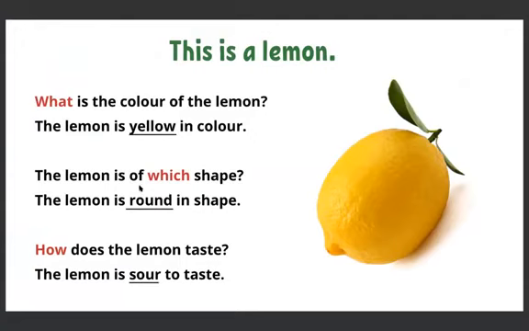Yellow. The lemon is of which shape? What is the shape of this lemon? The lemon is round in shape. How does the lemon taste? The lemon is sour to taste. So this yellow, round, sour, they are telling more about this noun, isn't it? They are describing this noun. They are giving more information about this noun.